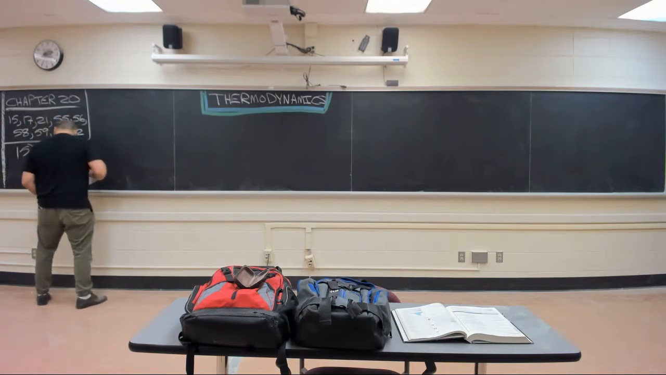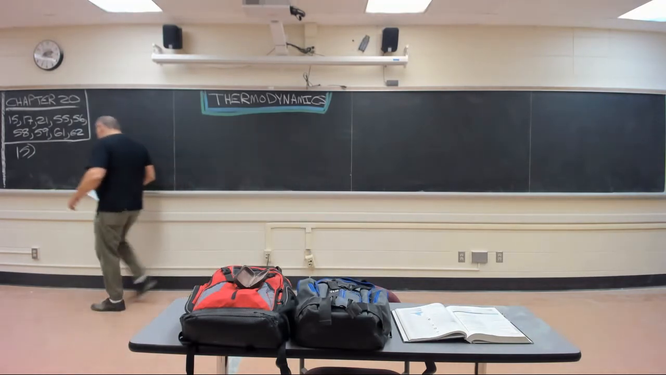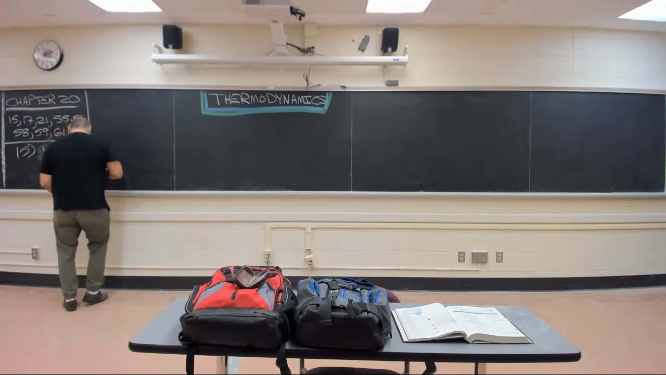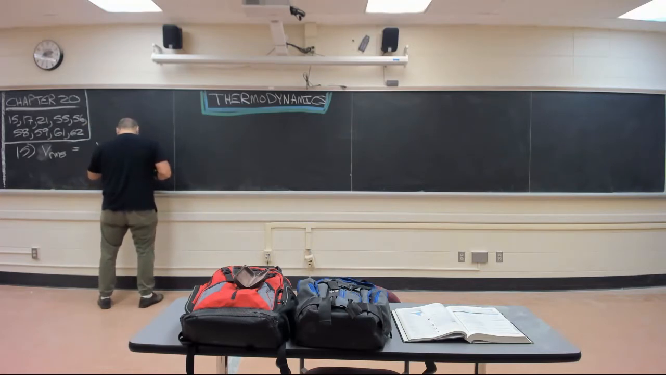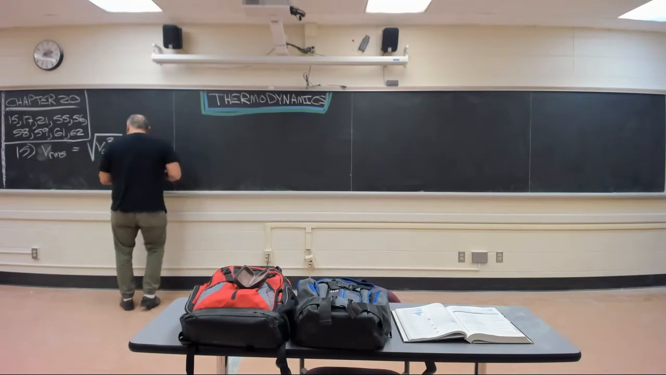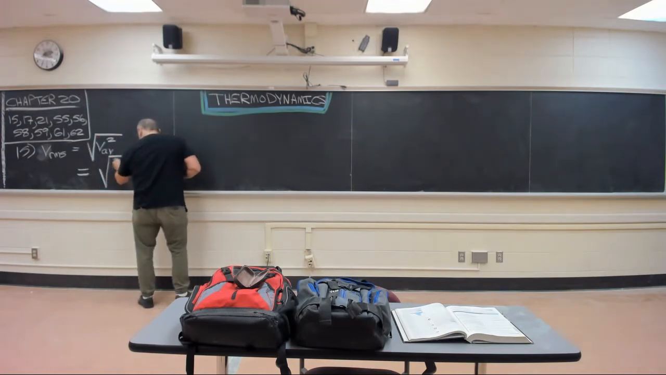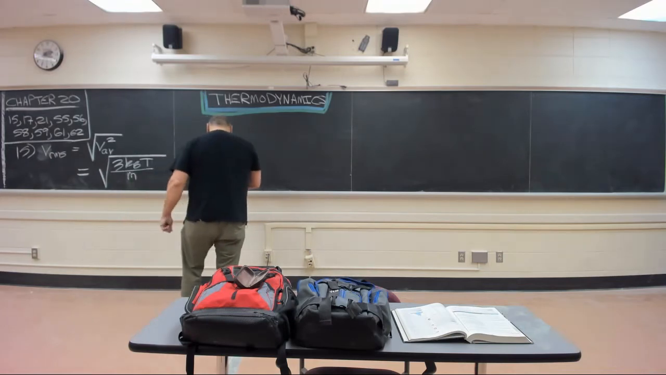For problem number 15, the VRMS, the RMS speed, root mean square speed, means basically the average of all the squares, square rooted, which is equal to, with all the mathematics that we have done earlier, we're dealing with absolute temperatures here again, guys. We got that.